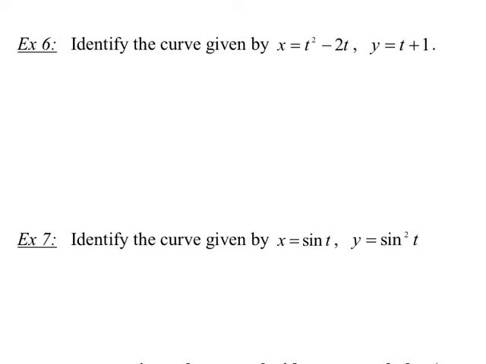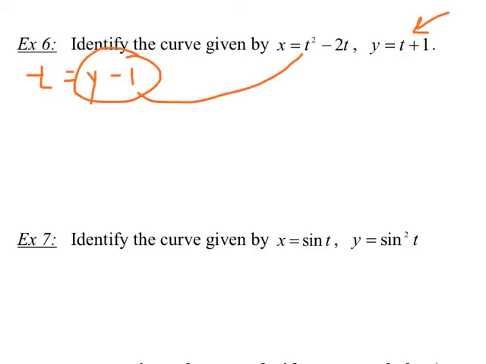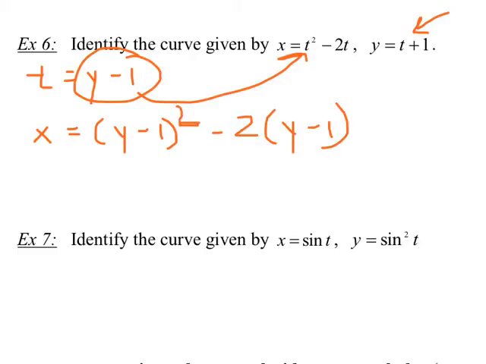Okay, so number 6, pause, come back to me, but the easiest place to solve for t is right here. So I would say that t was, subtract that 1 from both sides, y minus 1, and then I'm going to substitute this in place of t in this equation. So I have x equals y minus 1 quantity squared minus 2 times y minus 1. That's a squared, okay, and if you simplify that, you get x equals y squared minus 4y plus 3. You'd have to FOIL and combine like terms, and you get that, okay?